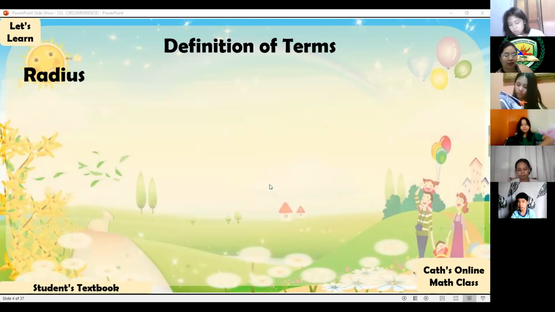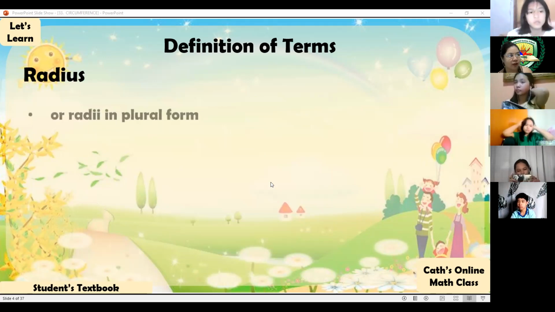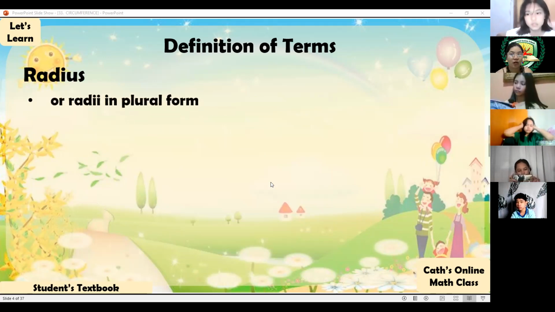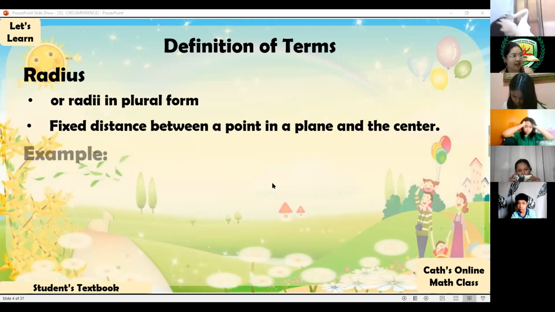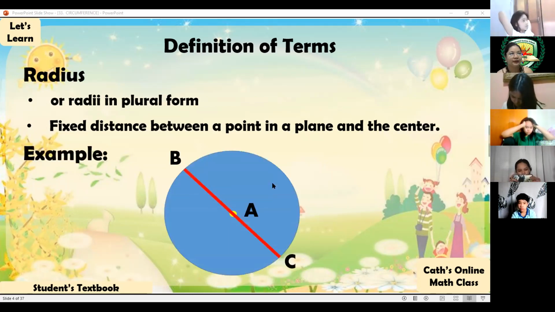Let's have the second term, radius. Okay, what do you mean by radius? This one is also radii in plural form. Okay, ibig sabihin maraming radius. This one is a fixed distance between a point in a plane and the center. Okay, example, kalahati lang yan. Yan yung radius.